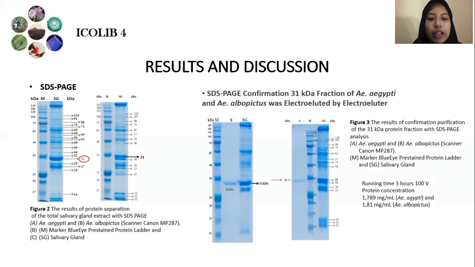And this SDS-PAGE confirmation shows a single band of the visible target protein with a molecular weight of 31 kilodalton, which indicates that the electroelution step was successful. The result of the electroelution, with a running time of 3 hours at 100 volts, gave a protein concentration of 1.789 milligram per milliliter for Aedes aegypti and 1.81 milligram per milliliter for Aedes albopictus.